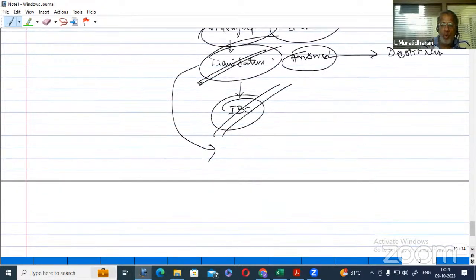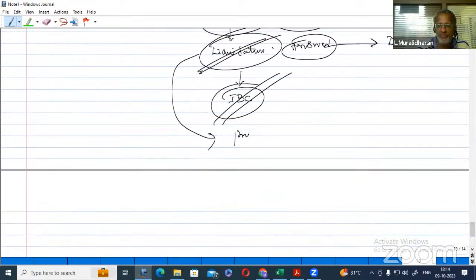Now, what are the problem areas that you have? Problem areas are 3 in number. What are the 3 areas that you have? Any idea?